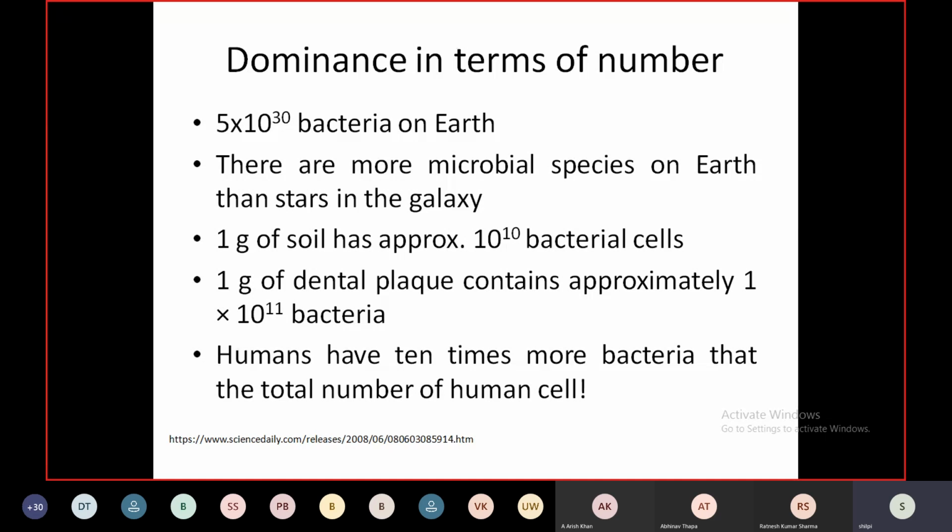Further, here are some numbers to enchant you. You might find discrepancy between scientists in terms of the exact numbers. However, it definitely gives you an idea of what range we are referring to. It is estimated that 1 gram of dental plaque will contain approximately 1 times 10 to the power 11 bacteria. This is roughly the same number as humans that have ever lived.